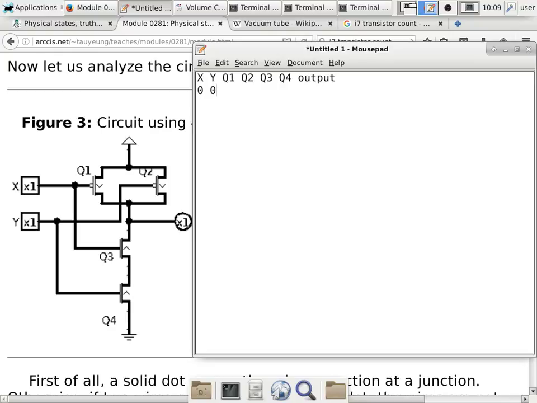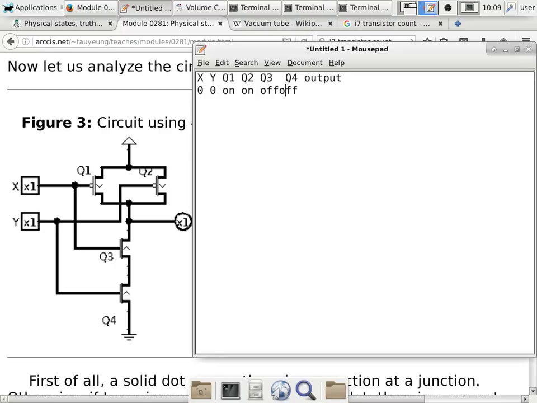All right. So if X is a 0 or low voltage, is transistor Q1 turned on or turned off? It's turned on because it is a P transistor with a bubble, so low means on. So this is turned on. How about Q2? It's coming from Y, it is on too. What about Q3? Off. Q4 is off as well.